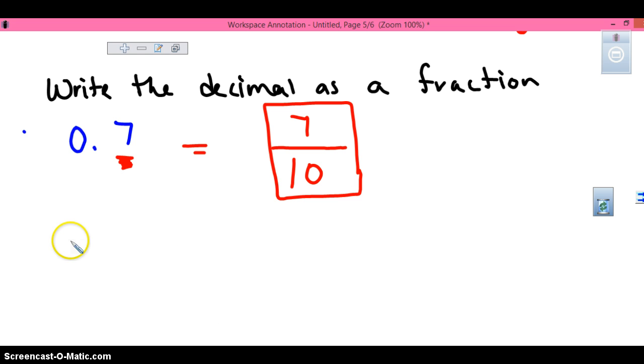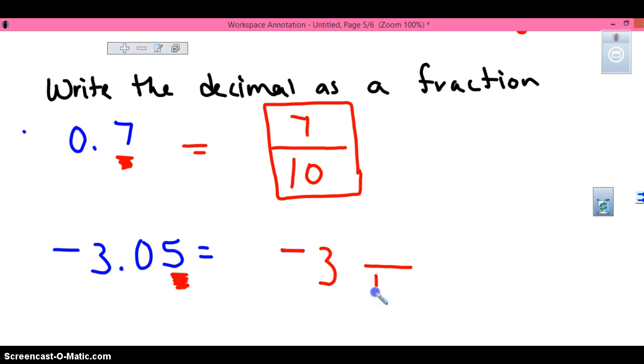Let's say we have -3.05. We have the whole number, -3. And then we look at the place value of the last digit. What's the place value? 100. So that would mean 5 over 100. Can we simplify this?